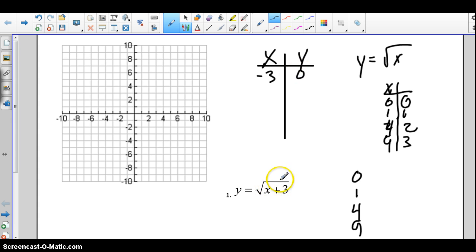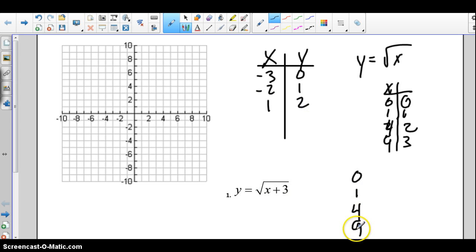What plus 3 will get us 1? How about negative 2? Plug in negative 2, you're going to have 1. Square root of 1 is 1. Now, what's going to create a perfect square for 4? Well, what plus 3 equals 4? That's going to be 1. Plug in a 1, and you're going to get square root of 4, which is 2.